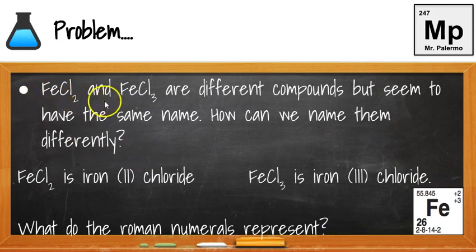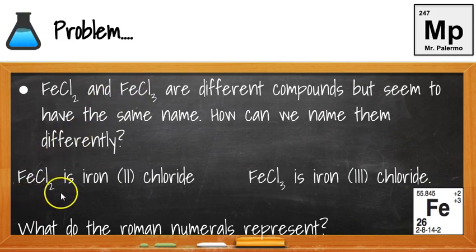When we look at FeCl2 and FeCl3, these are very different compounds, but if we name them the way we've learned already, they seem to have the same name, which is iron chloride. But they are very different compounds with different properties. So how do we differentiate between them?